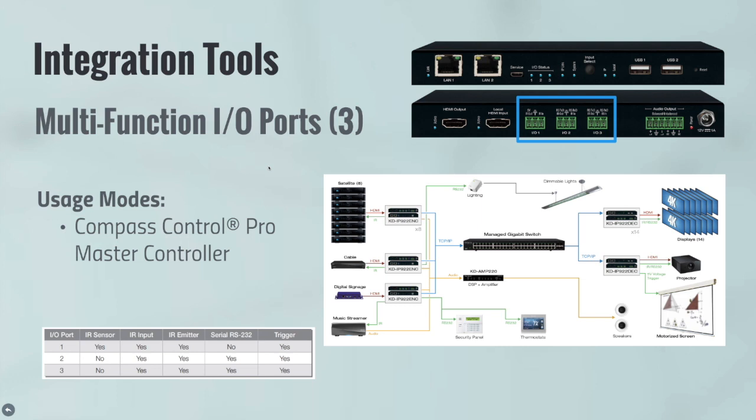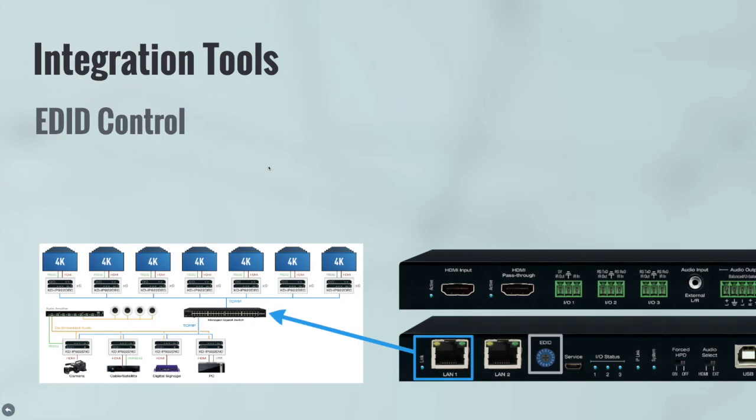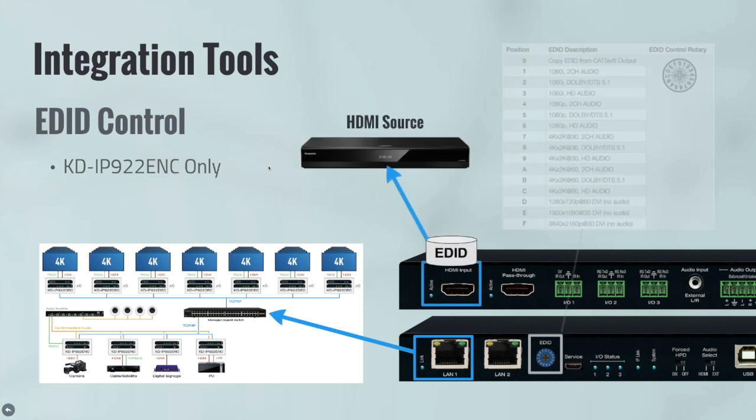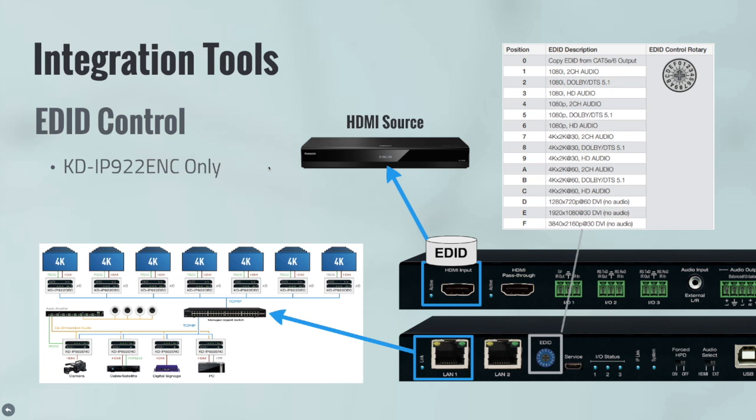These 3 control ports: port 1 is not able to be RS-232. Ports 2 and 3 cannot be IR sensors. So there are some various capabilities to those 3 ports that are documented in the operations manual. Just like you've come to expect with all Key Digital products, the IP922s have EDID control on the encoder side so that you can provide your desired handshake to your HDMI source, ensuring that it outputs exactly what you want for usage throughout your system.